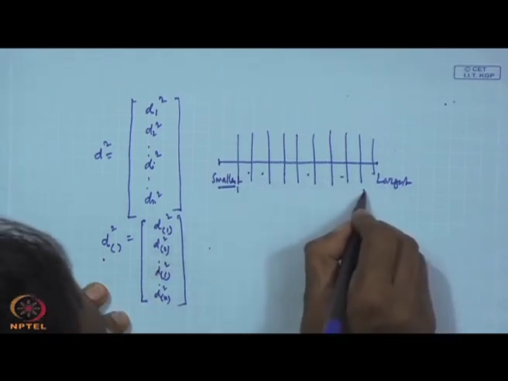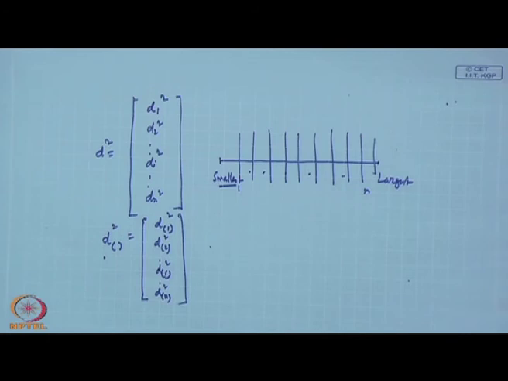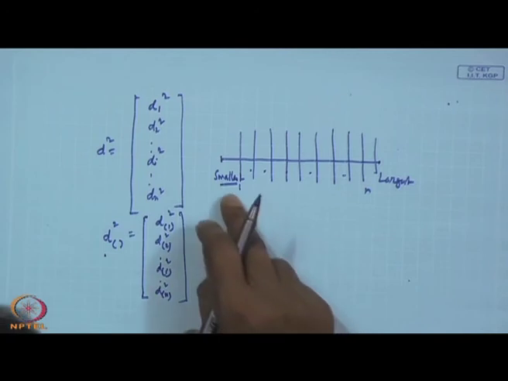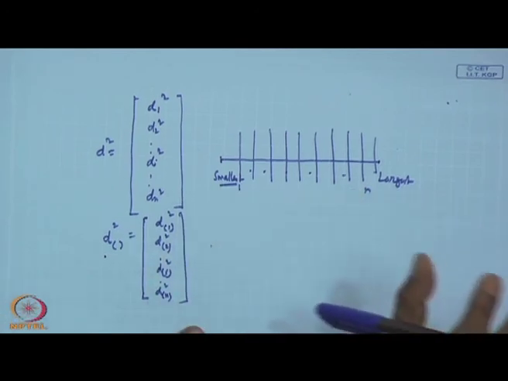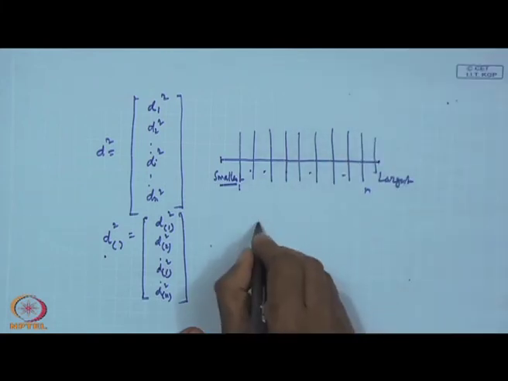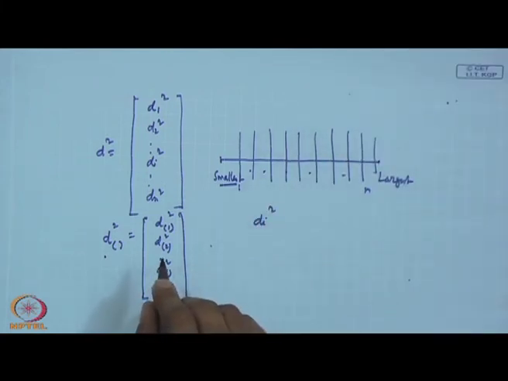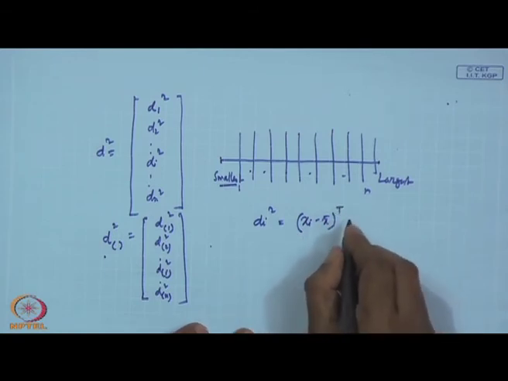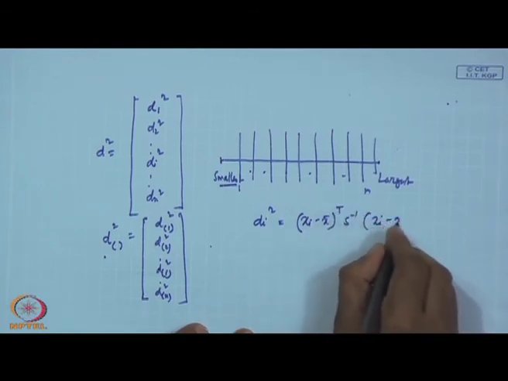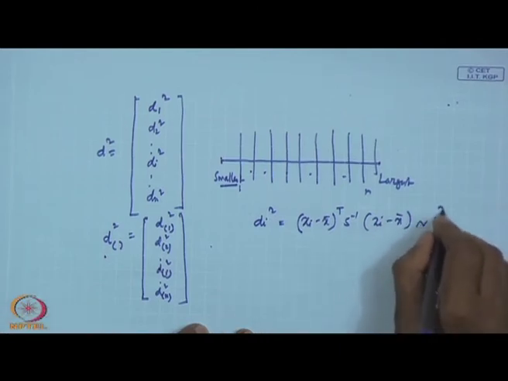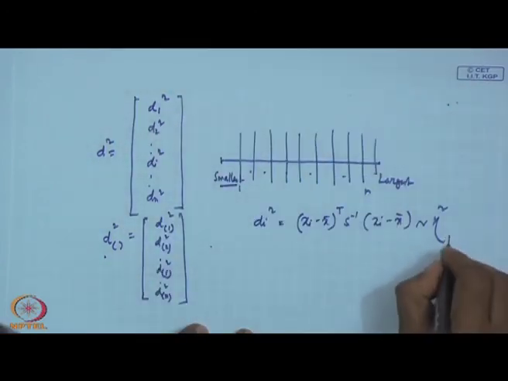So, you are now partitioning the entire data, the transformed distance data, into n quantiles. What will be the distribution of this d_i squared? What is d_i squared? (x_i minus x bar) transpose S inverse (x_i minus x bar). Correct. So, this follows chi-square, as p variables are there, with p degrees of freedom.